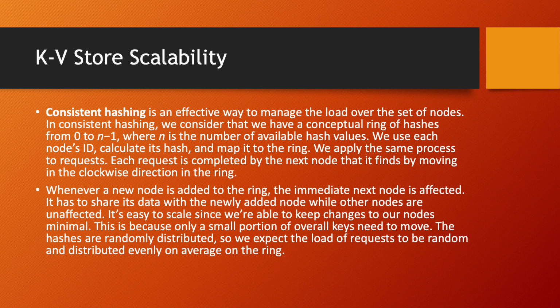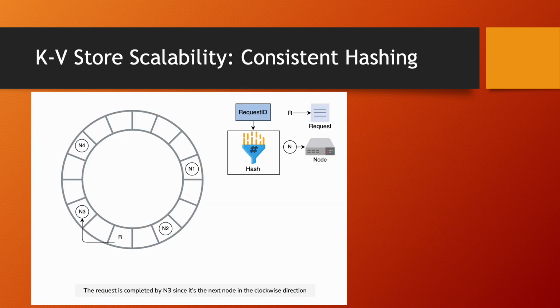When a new node is added to the ring, the immediate next node is affected. It has to share its data with the newly added node while other nodes are unaffected. It's easy to scale since we are able to keep changes to our nodes minimal. This is because only a small portion of the overall keys needs to move. The hashes are randomly distributed, so we expect the load of the requests to be random and distributed evenly on average on the ring.